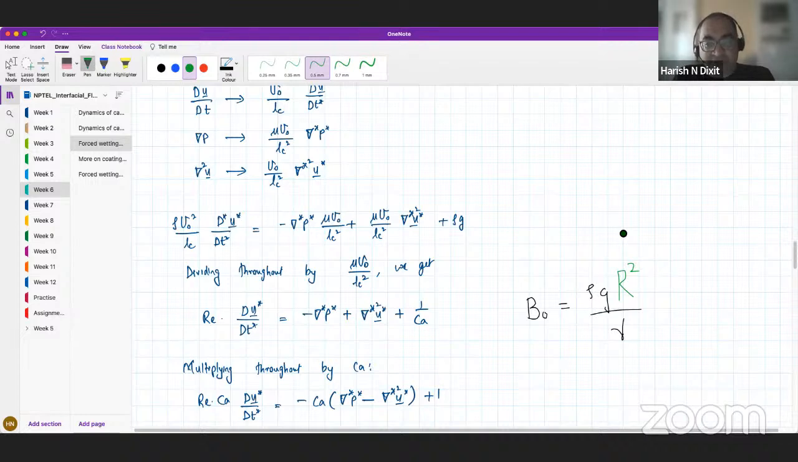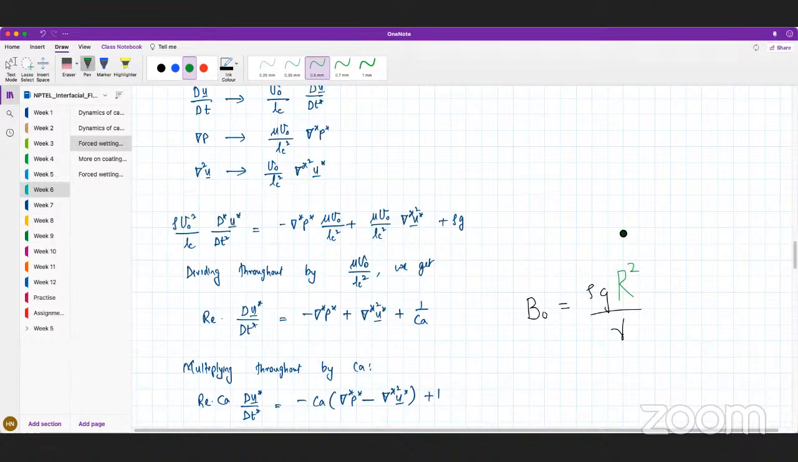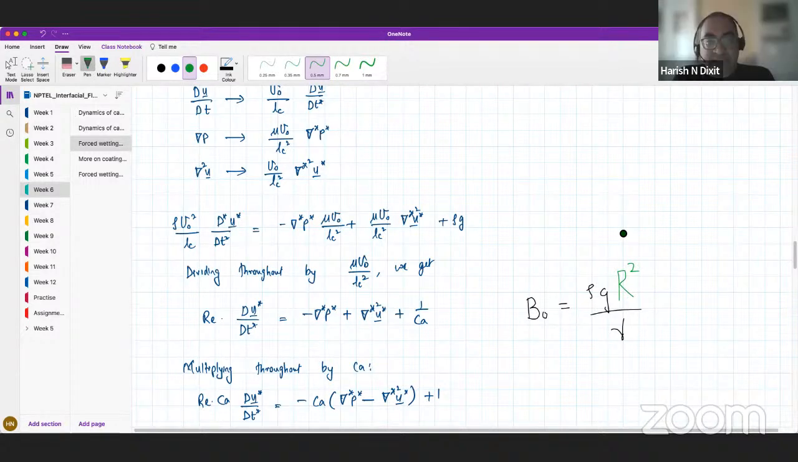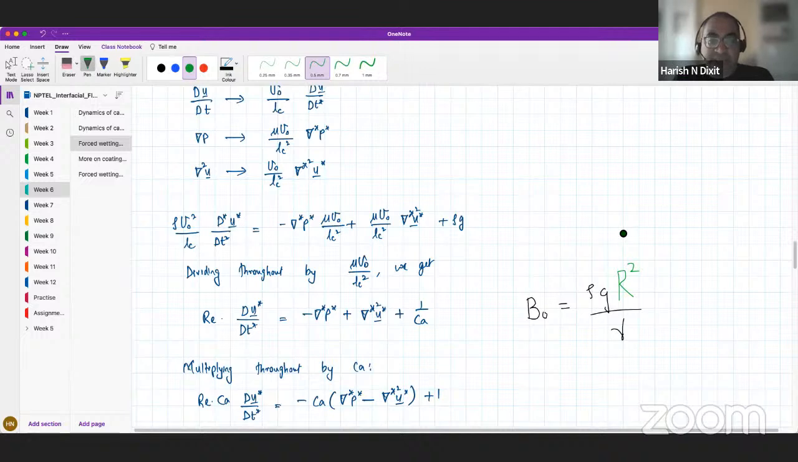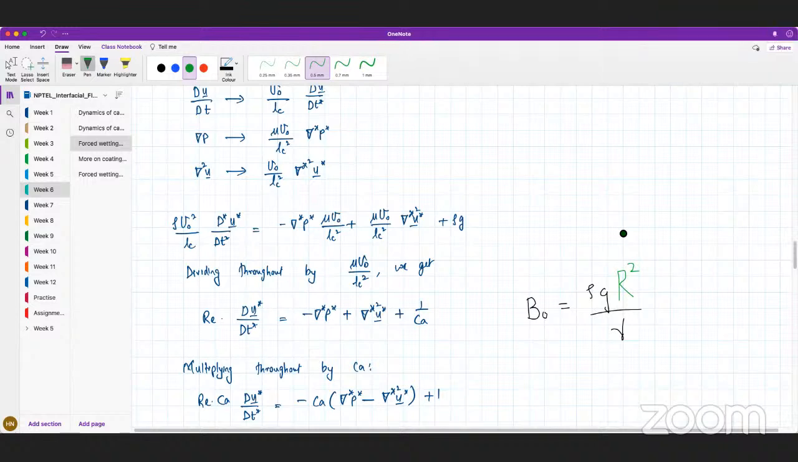Because we chose LC as the characteristic length scale, the Bond number is, as you rightly said, a ratio of gravitational force to surface tension force. But LC, the capillary length, is also the length scale that emerges where surface tension and gravity are exactly in balance. That's the reason the Bond number is exactly equal to 1, which means that at the capillary length, surface tension and gravitational forces are of the same magnitude.